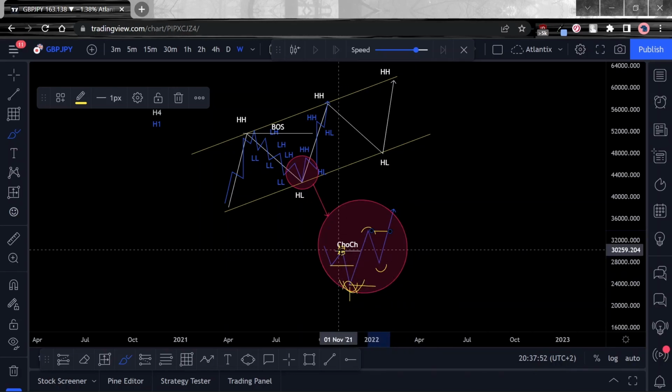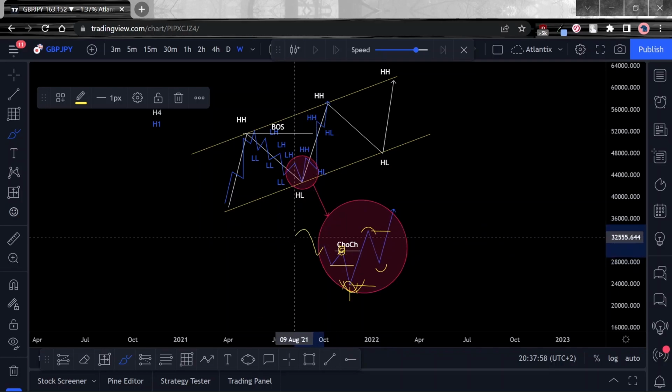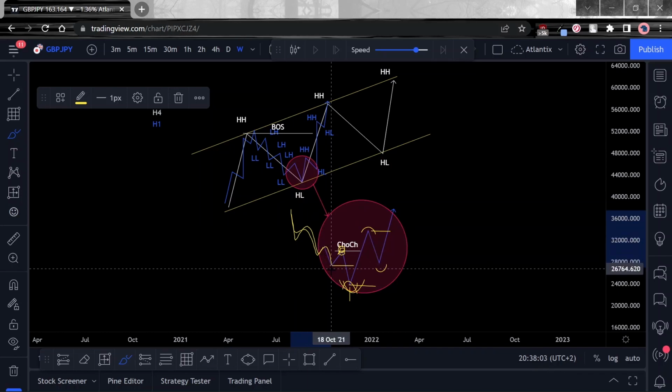So every time price is coming in, it's creating lower highs and lower lows, right? From wherever it was coming from, price was creating lower highs, lower lows, and so on.